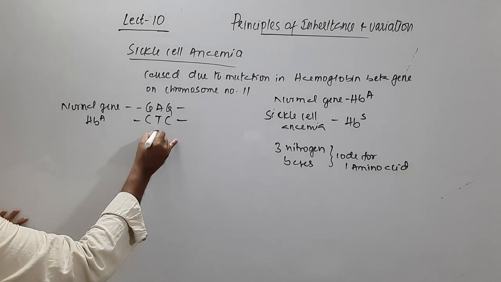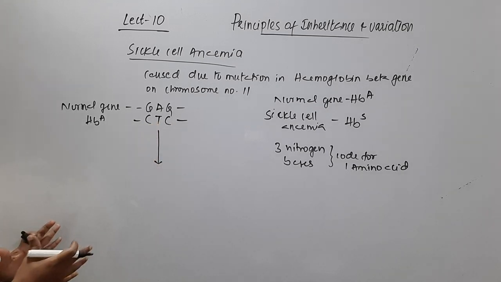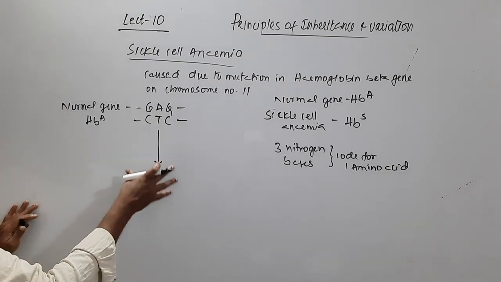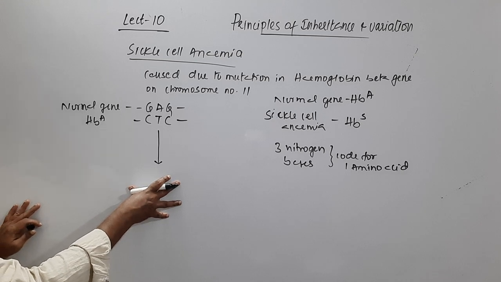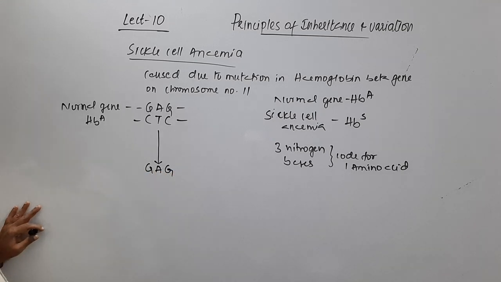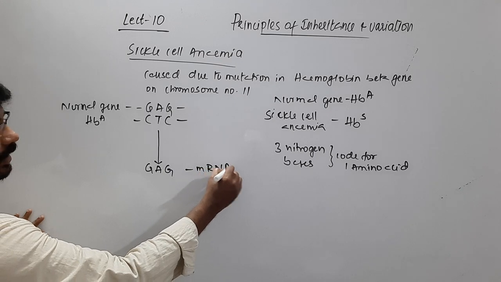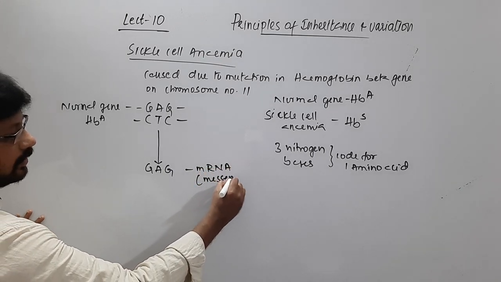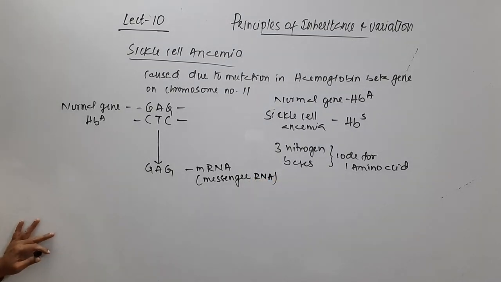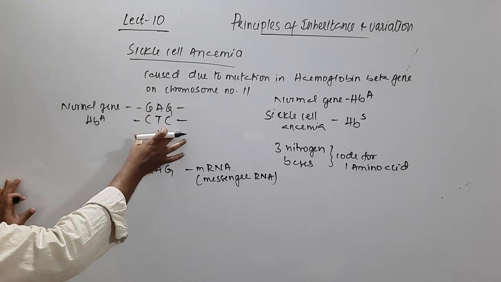Now this CTC will be acting as a template strand. That part I will be discussing later, and it will help in the synthesis of mRNA. And the mRNA will have the sequence GAG. So this is the sequence which is present on mRNA. This one stands for messenger RNA. Okay, so here the CTC is one strand of the DNA, and this is another strand.